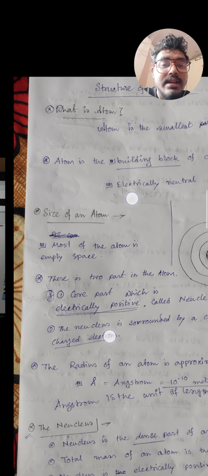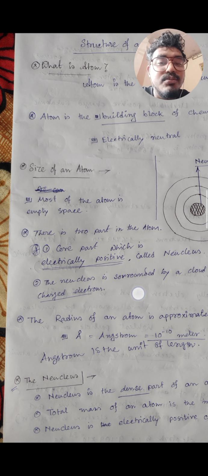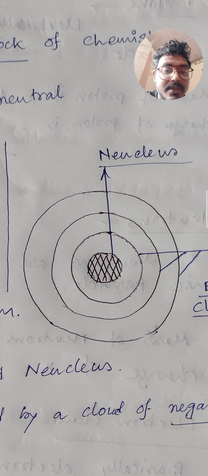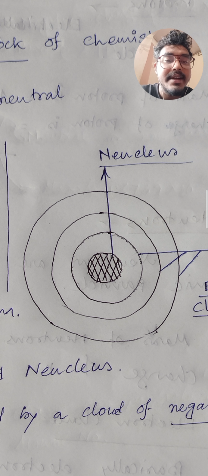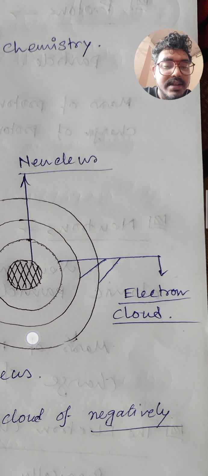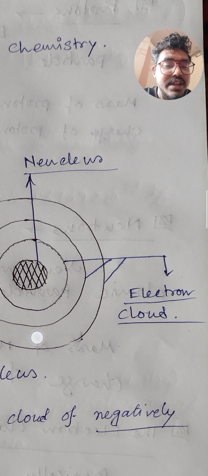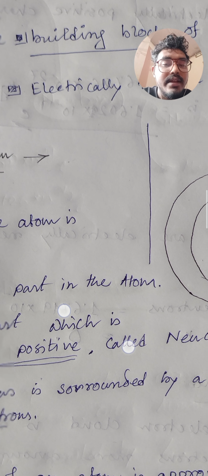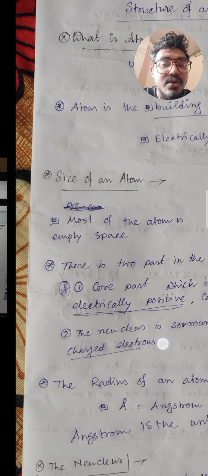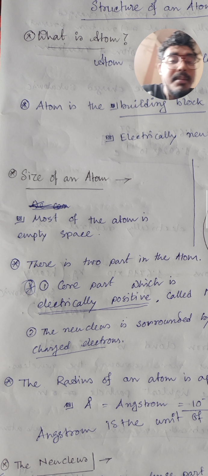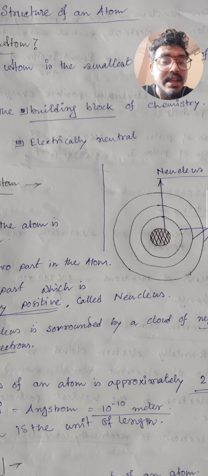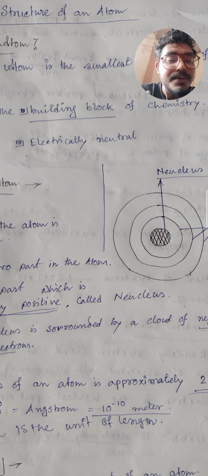Now we move to the size of an atom. Here you see the diagram of an atom, which has two portions. One is the core, which is shaded, called the nucleus, and the outer portion I mentioned is the electron cloud. Most of the atom is huge space, but that space is totally empty.